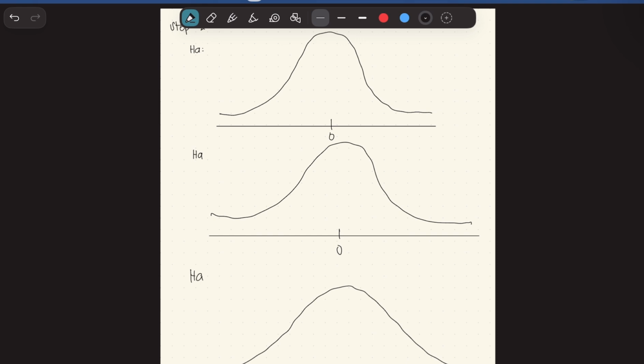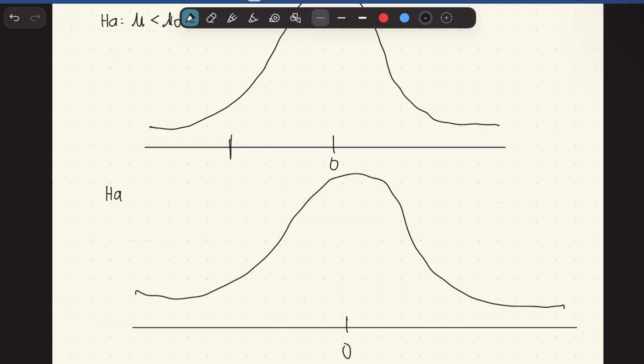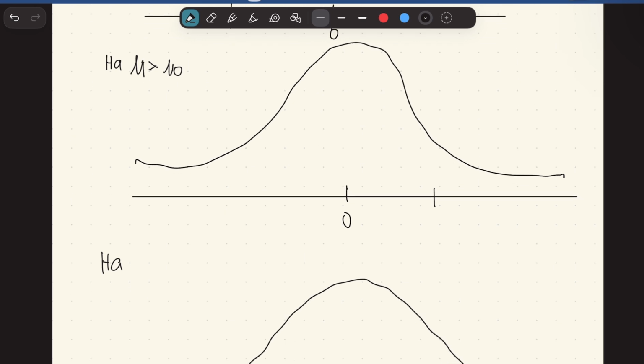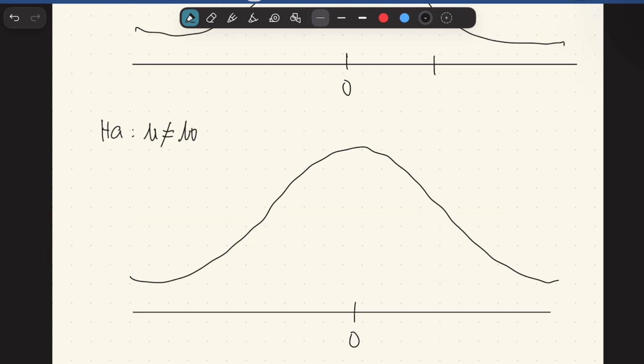If ang need natin i-prove ay less than sa null hypothesis, ang direction niya ay to the left or left-tailed. Pag naman ang need natin i-prove ay greater than or more than the null hypothesis, ang direction niya ay to the right or right-tailed. And lastly, if ang need natin i-prove ay hindi siya nag-equal sa null hypothesis, ang test natin ay magiging two-tailed.